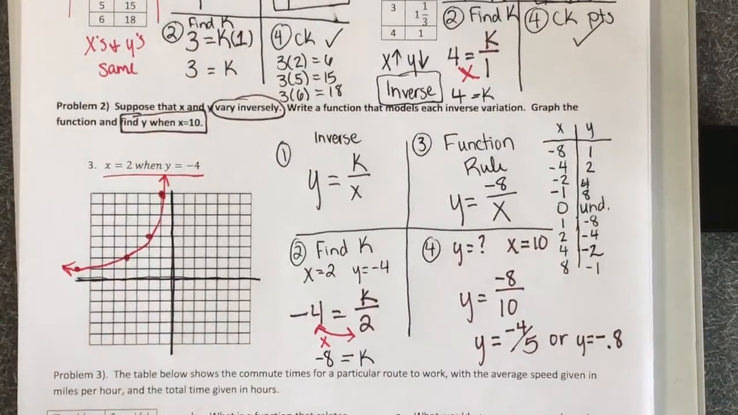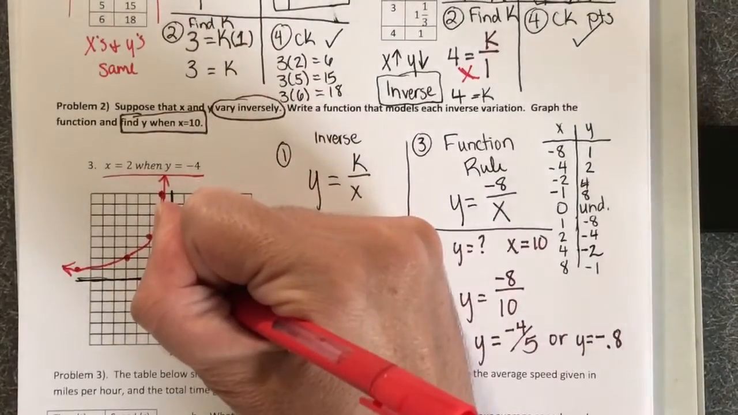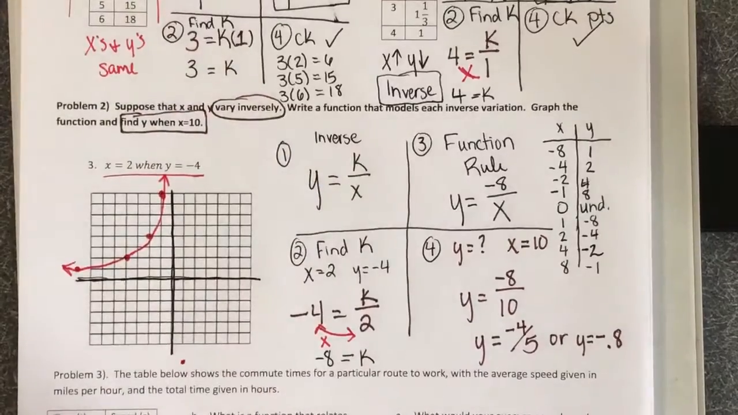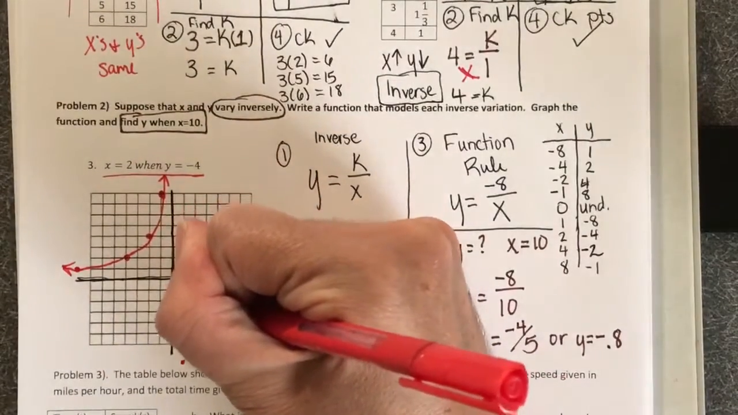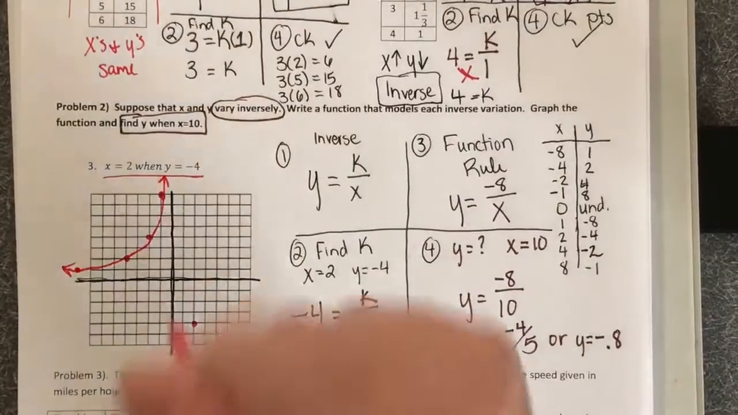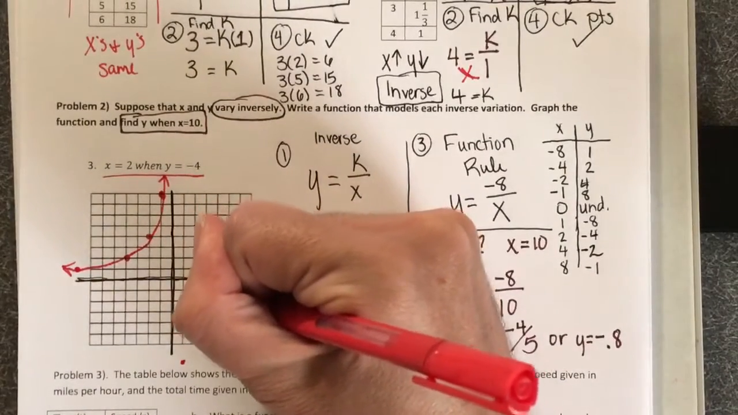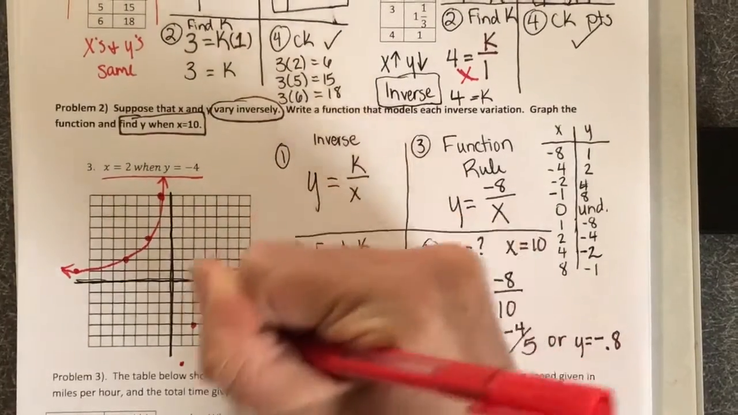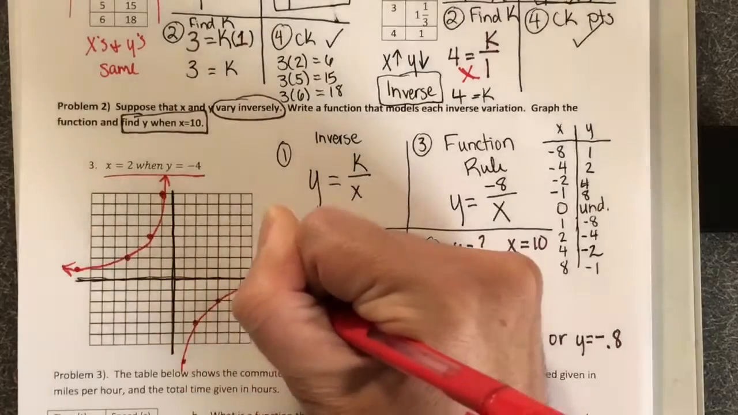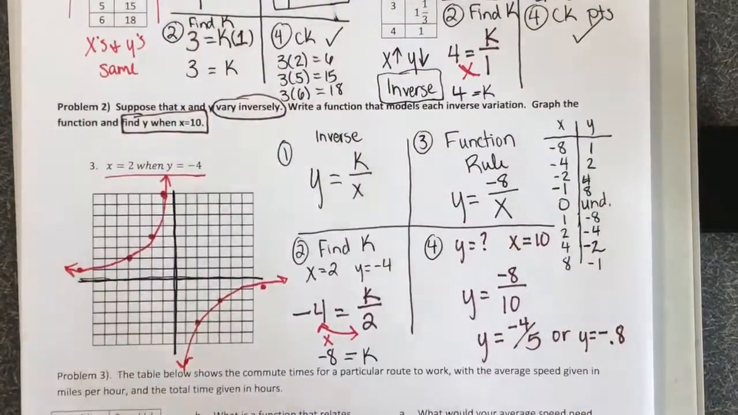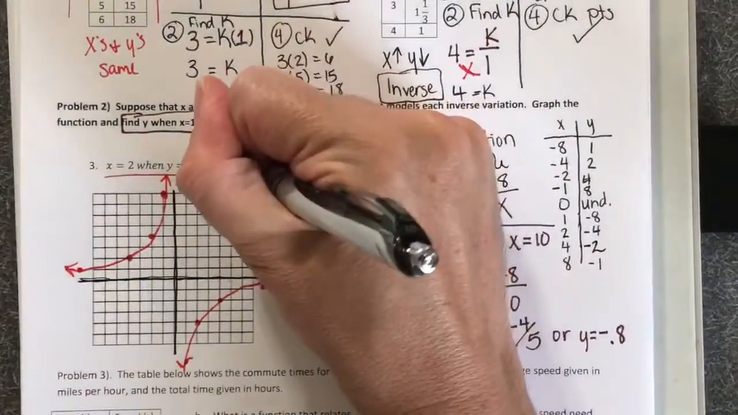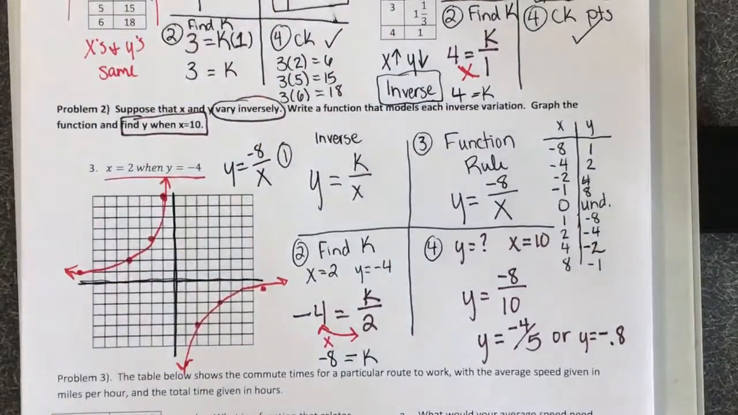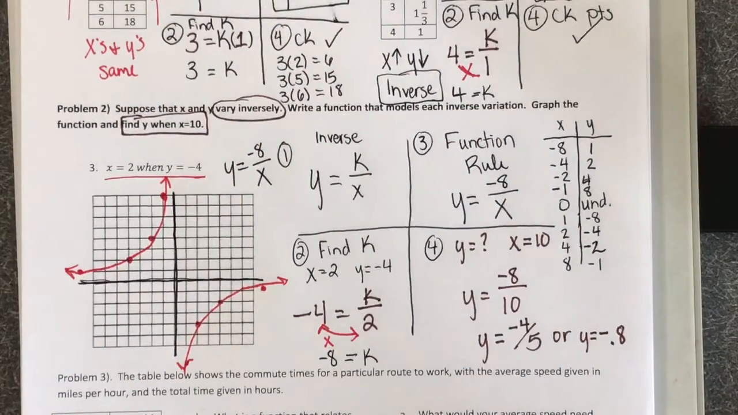And then let's graph the other side. So 1, negative 8. 2, negative 4. 4, negative 2. And 8, negative 1. And so we have just graphed the function y equals negative 8 over x. And we have a rational function, and this is inverse variation.